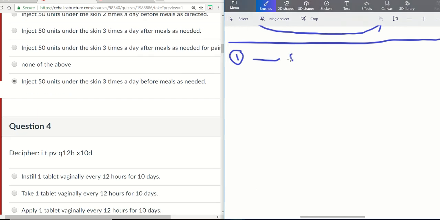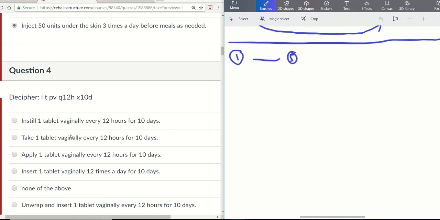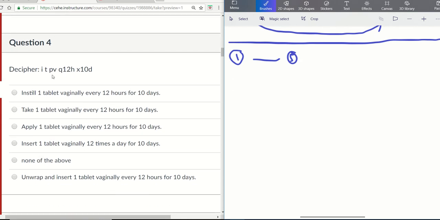So is it 1 through 5? Deciphering? Yes. All right, tablets vaginally. You're going to insert 1 tablet vaginally 12 times a day? No. So it's going to be the last one? None. You don't have to unwrap tablets. Only suppositories. So insert. The only one that works is this one. This one sounds good, but the verb's wrong.